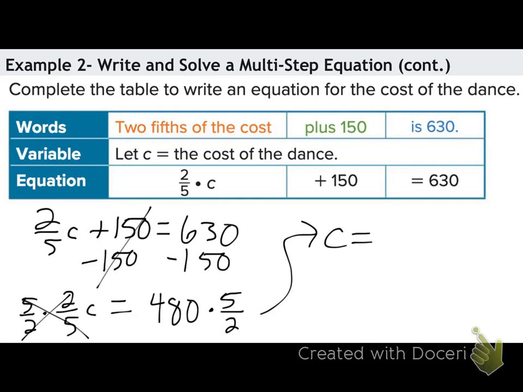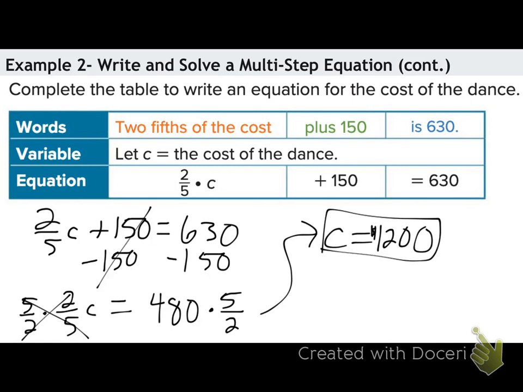480 times 5 halves. Someone have a calculator handy on them? Not your phone. Put your phone away. Do you want to type that in for me? 1,200. So the total cost of the school dance is $1,200.